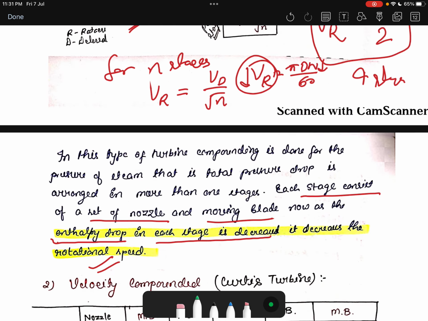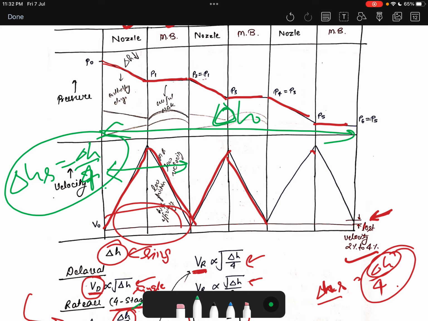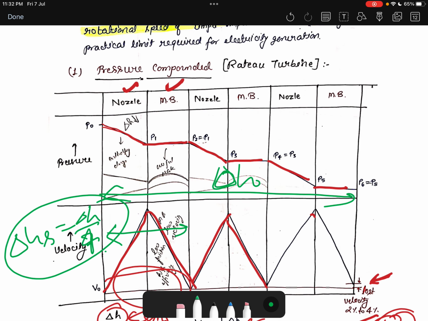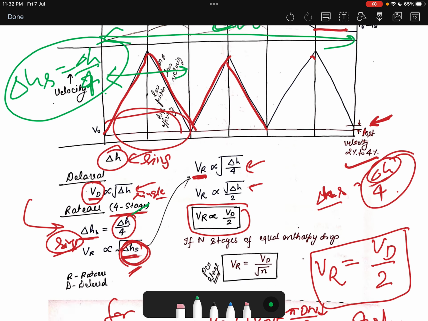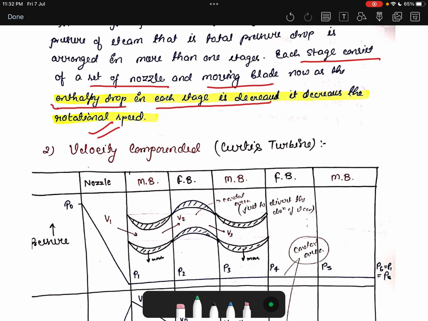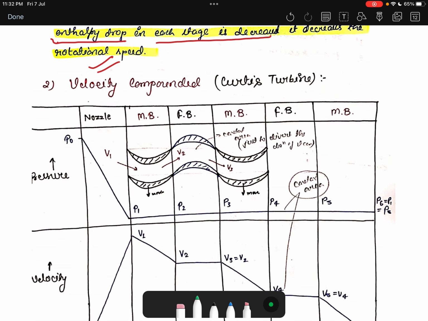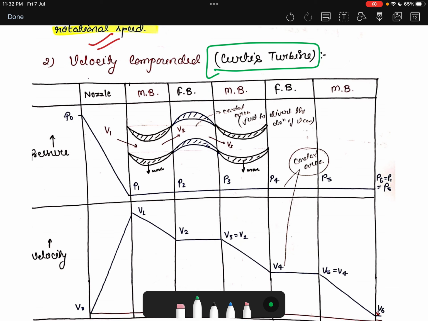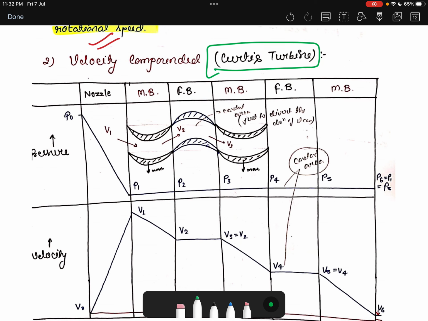This is the pressure compounding, in which we reduce the pressure, and by reducing the pressure, because the enthalpy drop reduces, the velocity reduces. We can also do the compounding with the help of velocity compounding, in which we continuously reduce the velocity. Then how can we reduce the velocity continuously? That is done by the Curtis turbine. In the Curtis turbine, we use the velocity compounding. So in velocity compounding, in the first stage we use the nozzle and moving blade setup. But in the next stages, the stages will be fixed blade and moving blade.